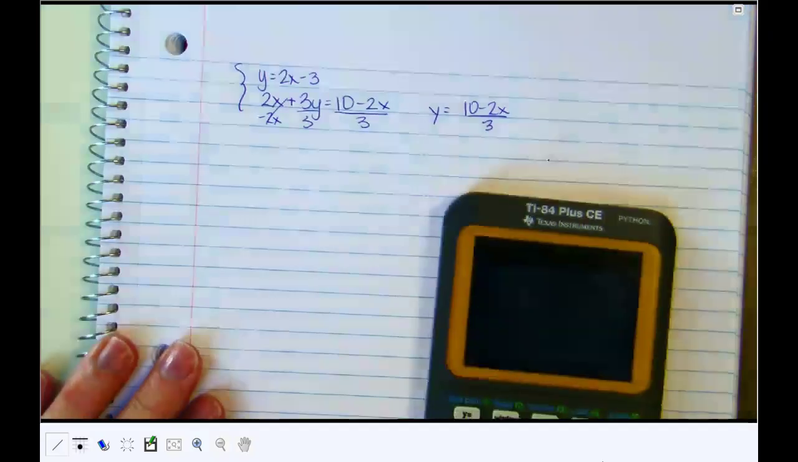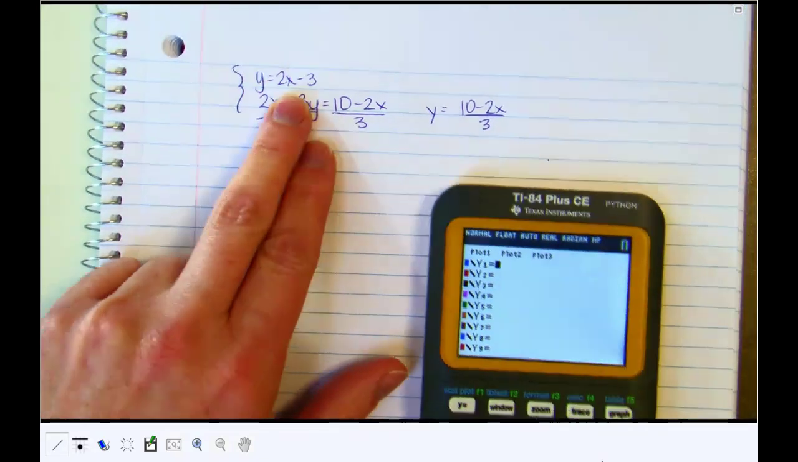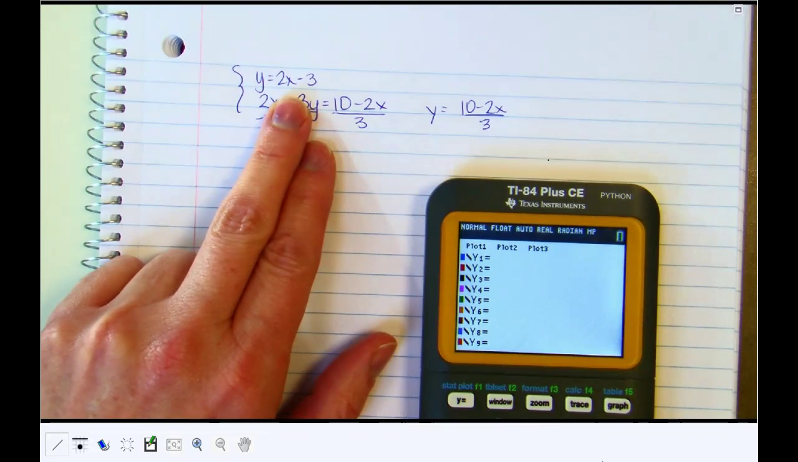Okay, so let's go back to our y equals. We're going to type in y equals 2x minus 3. Cameron, I want you to type for me, please. 2x minus 3.